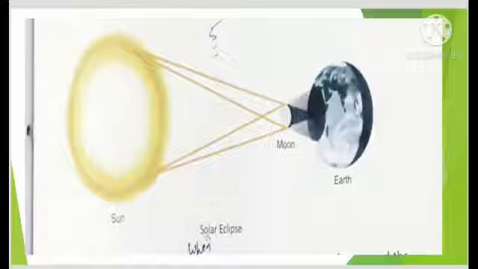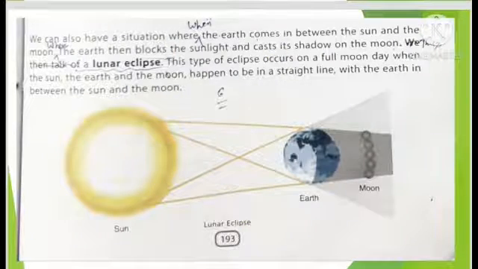When the sun, the moon and the earth happen to be in a straight line with the moon coming in between the sun and the earth. If someone asks you to state the relative position of the sun, moon and the earth during a solar eclipse, सन, मून एंड अर्थ किस पोजीशन में होते हैं जब सोलर इक्लिप्स होता है, तो you can say that during the solar eclipse the moon comes between the sun and the earth. This is all about solar eclipse.